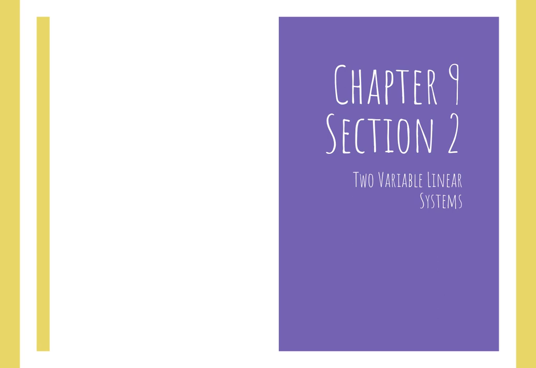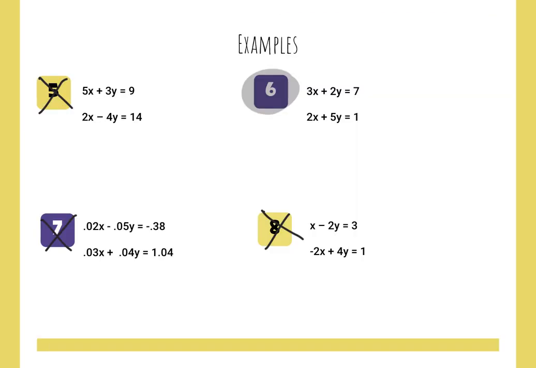All right, so this is part 2 of 9.2. Yesterday we started talking about elimination, which was the second of the 3 methods you're going to use to solve systems. Today we're going to finish those examples, and then we're going to get into graphing, which is the third of the methods. So we skipped number 6 yesterday.